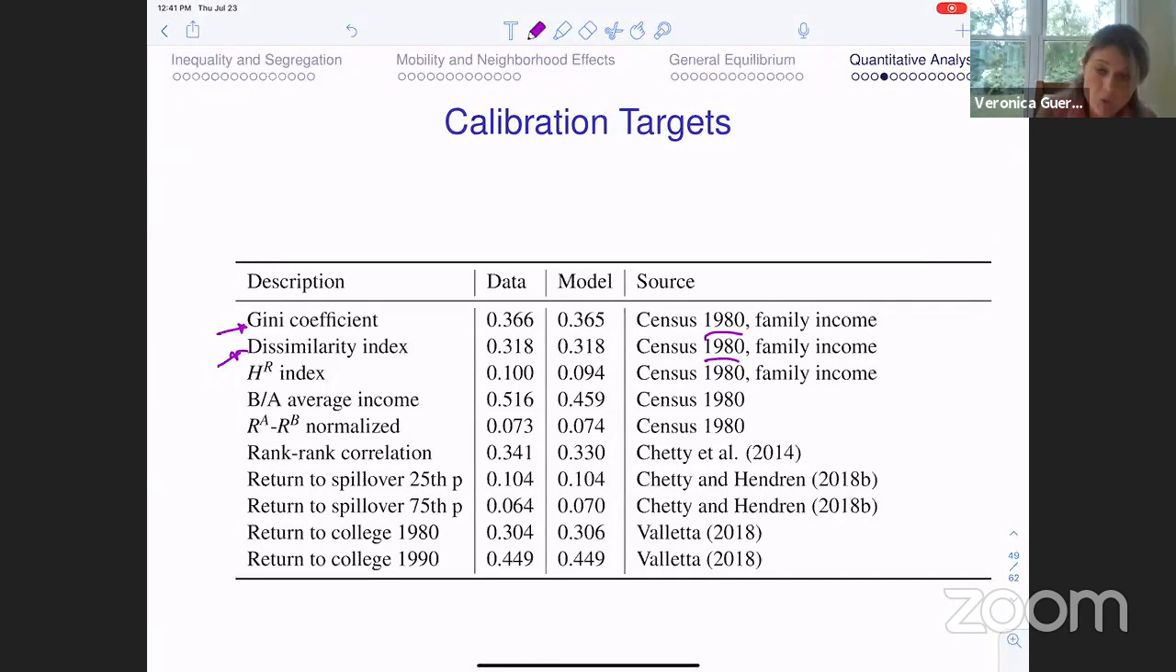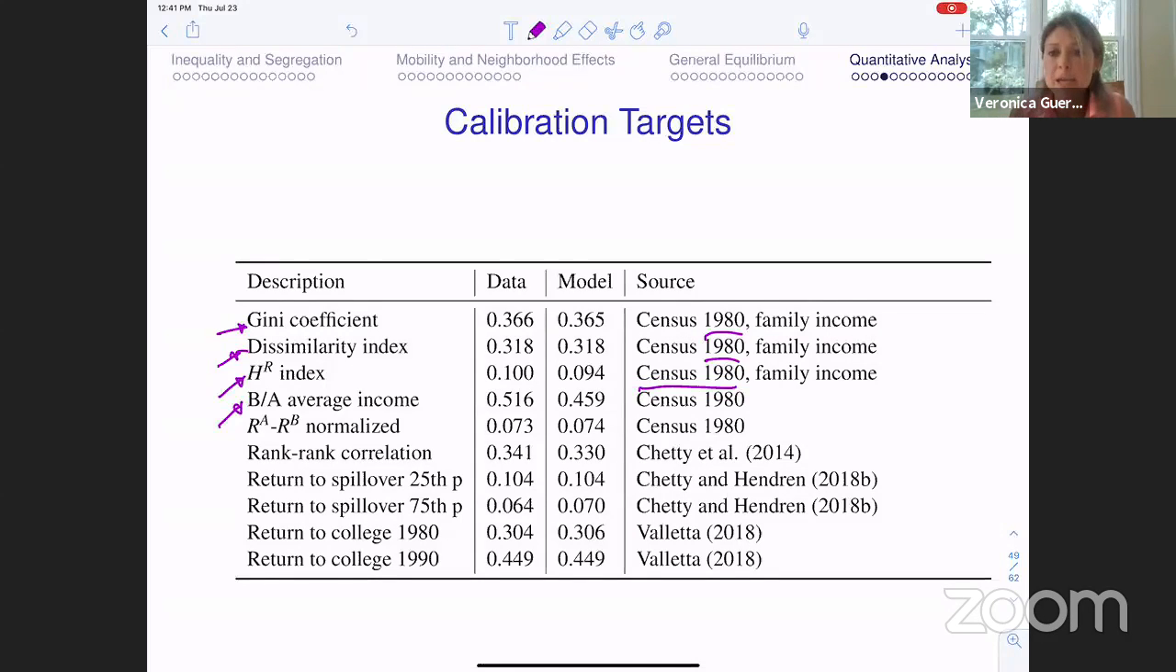I saw there was a question why you only use the dissimilarity index. So far, I used it for expositional purposes, but actually in the model, we also match the H index in 1980. And then we try to match the average income in neighborhood B relative to neighborhood A.